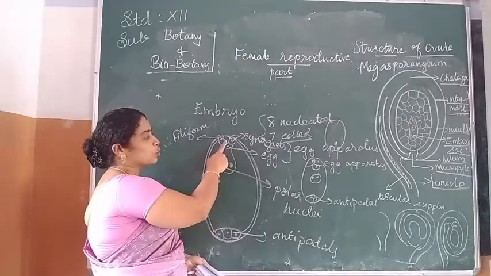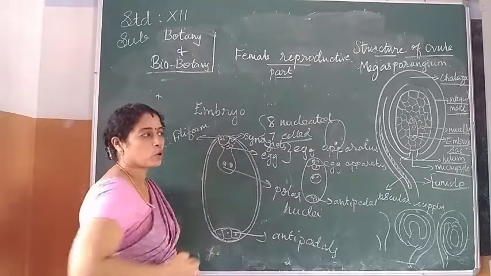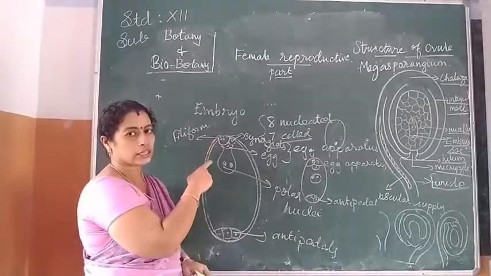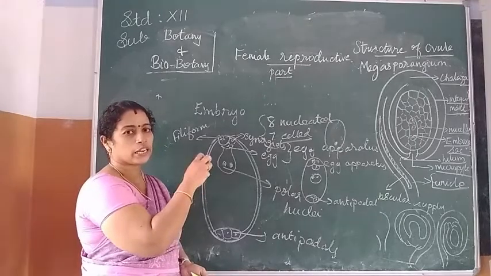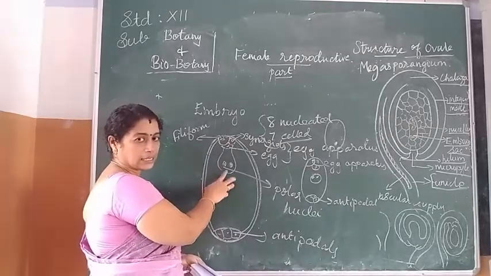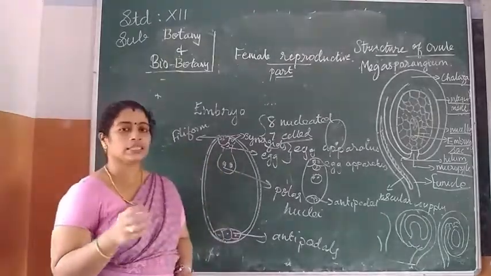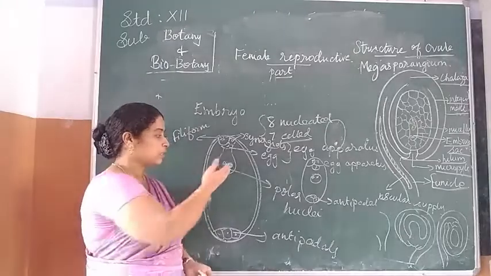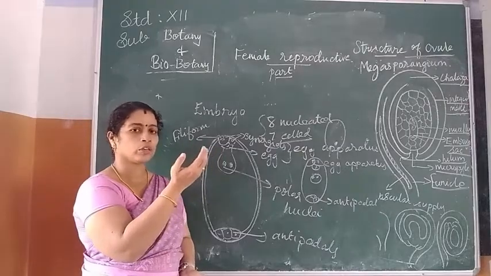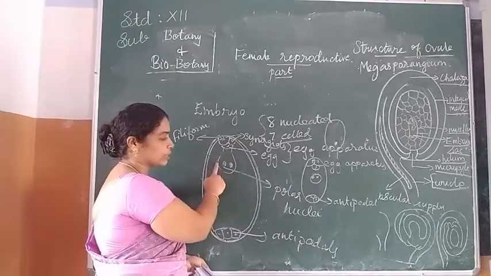Embryo will be formed. What is the function of the synergid? It produces a chemical which helps in the attraction of the pollen tube towards the embryo sac. The synergids also consist of the filiform apparatus, which helps in the absorption of nutrients. The next one, the polar nuclei, consists of 2 nuclei. Sometimes they remain together, and in some plants they remain separate. In most plants they are united together to form a single cell.